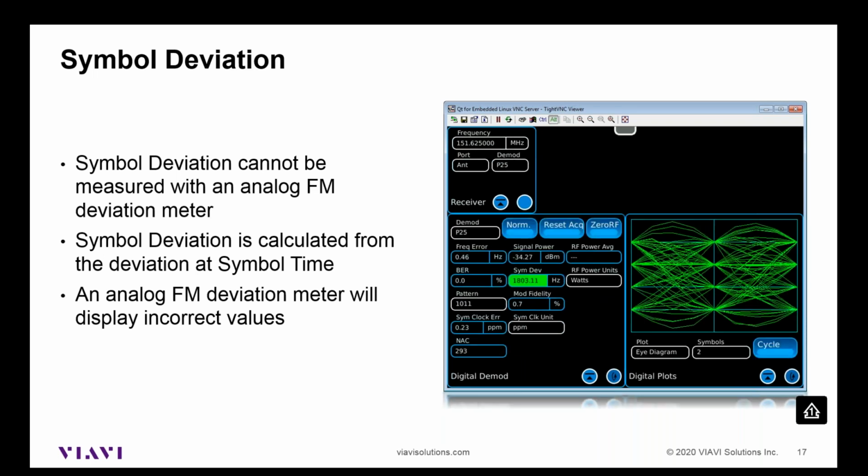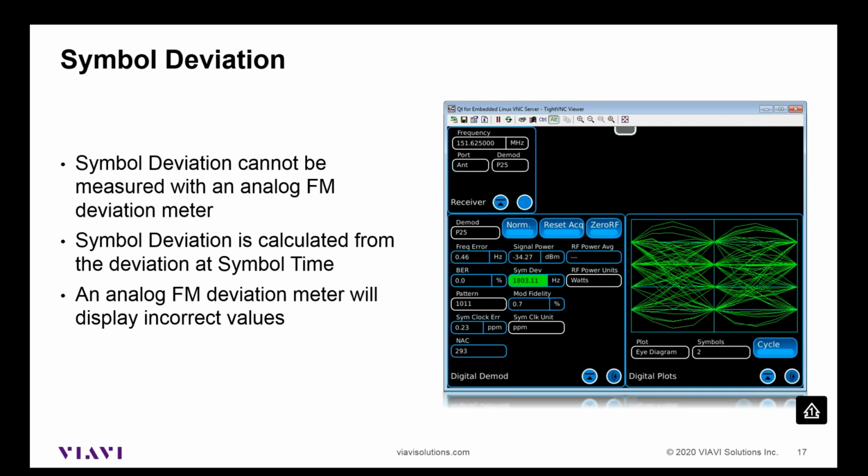Now, if we were to display this on a digital meter, here you see our symbol deviation meter, and I've got some limit lines set here so you can see the color coding. You can see it's green, telling us that this is good. 1800 hertz, within 10% of that is good, and we have a way of actually measuring that.